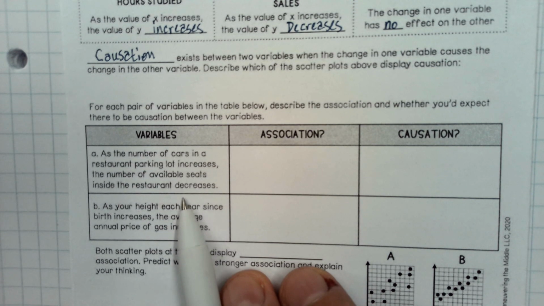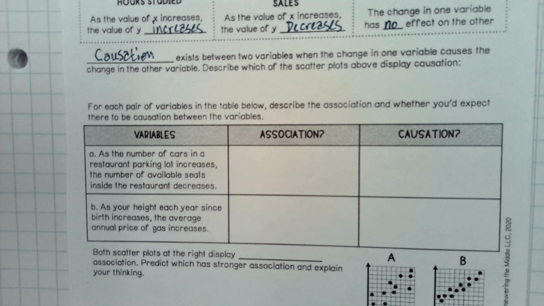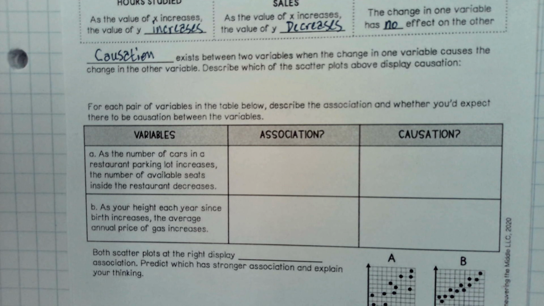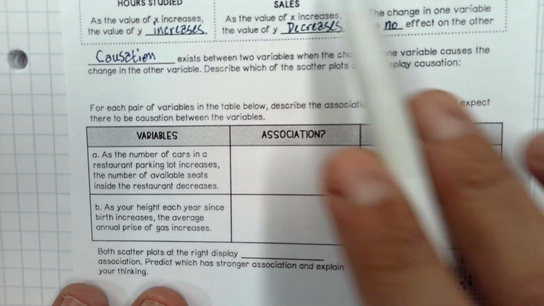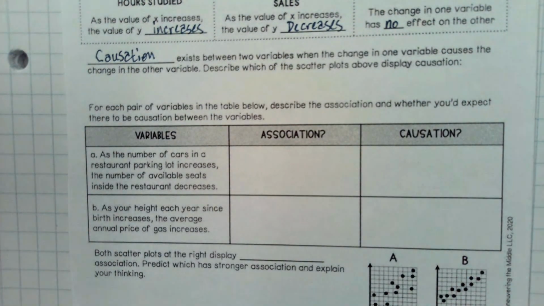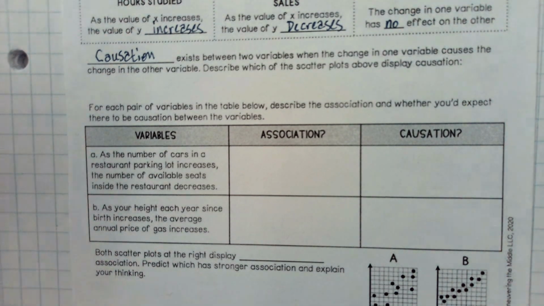Okay? So as the number of cars in a restaurant increases, there's more cars in the parking lot. The number of available seats decreases. Would you say that would be a positive association, a negative association, or there's no connection, no association? What do you think? So as one increases, the other decreases. So that would be a negative association.